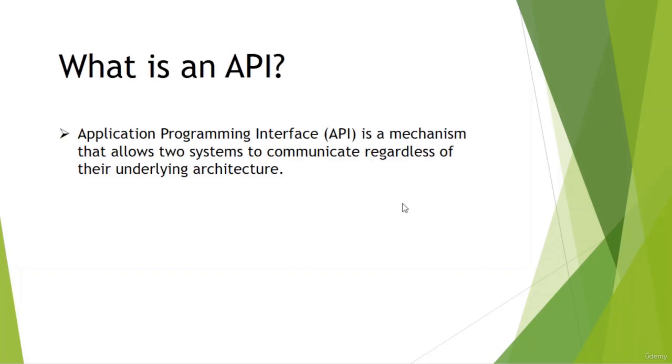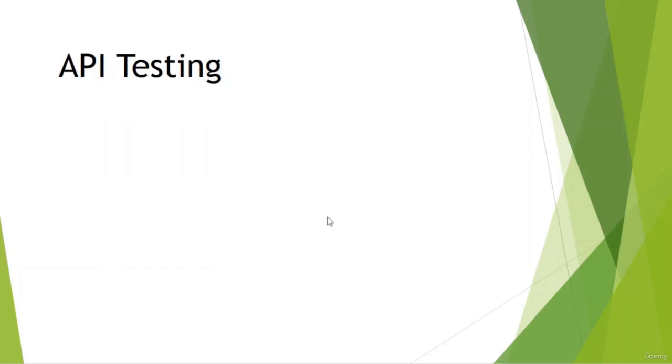Application Programming Interface, or API in short, is a mechanism that allows two systems to communicate with each other regardless of their underlying architecture. An API allows two systems to communicate with each other by producing data in a format which is understood by both the systems.